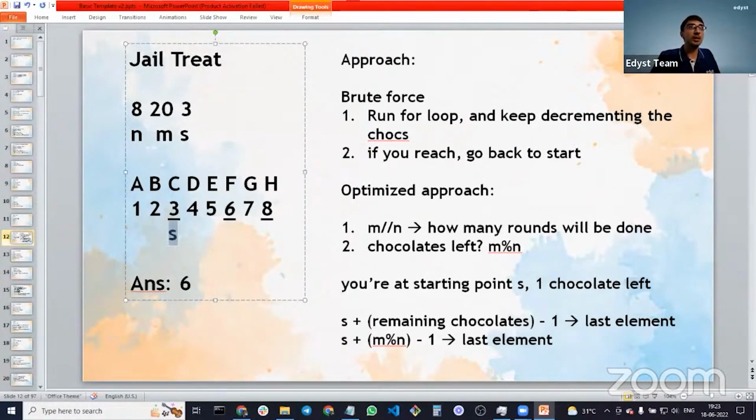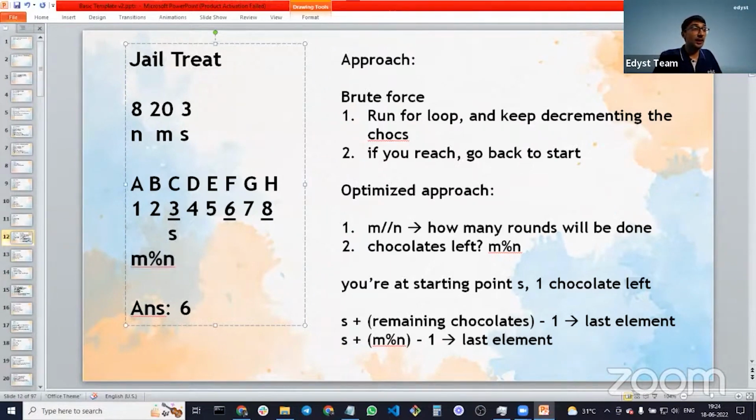At the starting point, I now have to deliver the remainder of the chocolates, correct? Starting from the starting point. So how many chocolates do I have to give now at the end? What is the remainder of the chocolates now? Yes, M modulo N remaining chocolates.